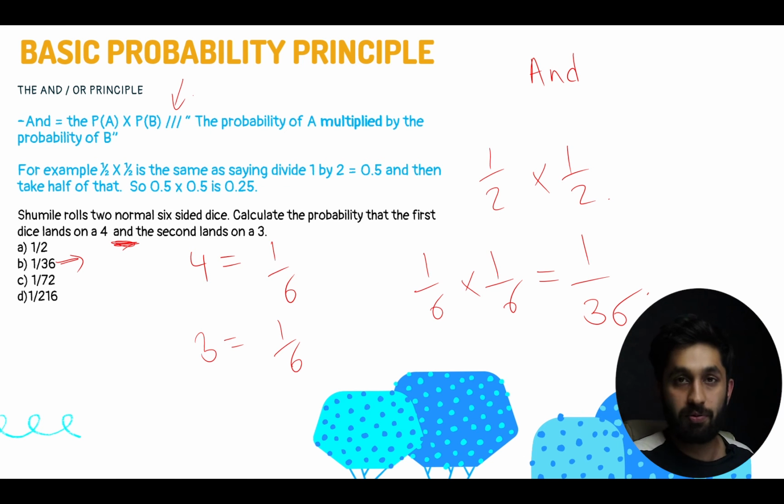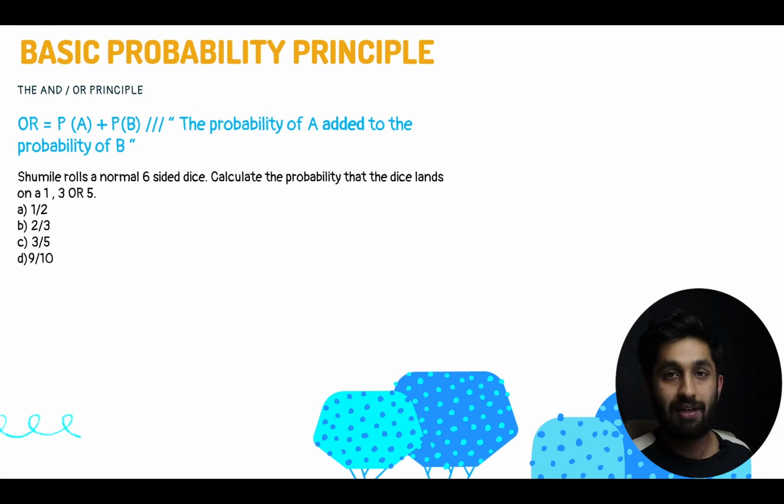Okay, so let's take a look at the OR principle. Hopefully the AND principle makes sense. If it doesn't, do comment down below. Now this OR principle is used when we have multiple outcomes and it doesn't really matter which outcome we get. Let's say for example I'm rolling a dice and I want either a 1, 3 or a 5. I don't mind which one of those numbers I get, I just want a 1, 3 or a 5. Here you are increasing your chances of winning because you have a higher probability of getting either one of those numbers.